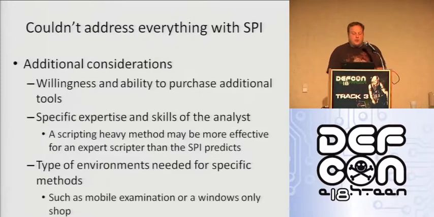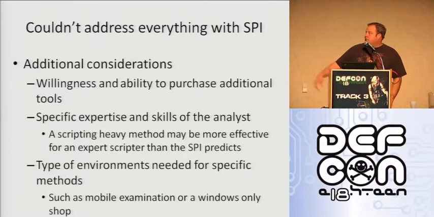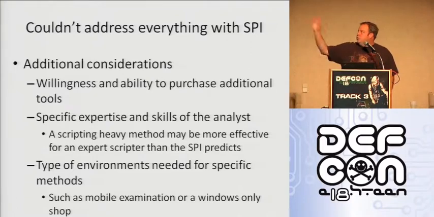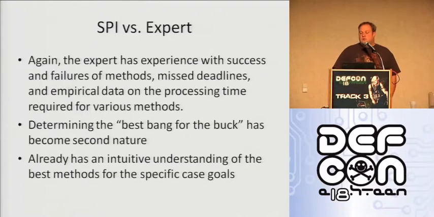And of course, we couldn't address everything, right? You may not be willing to buy Forensic Toolkit for $4,000 or $5,000 or whatever they charge right now with its Oracle license. We also didn't know what the expertise was. So I wanted to have some things in there saying some methods may be heavily scripted, and if you don't have that, SPI can't predict that. We try to be very descriptive in the methods, what each method is and what it does. But also, types of environments: if you have my BlackBerry or my iPhone to look at, we just couldn't foresee that in this algorithm and listing of what to do.